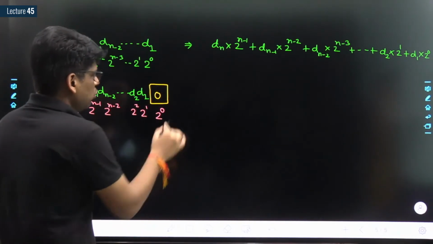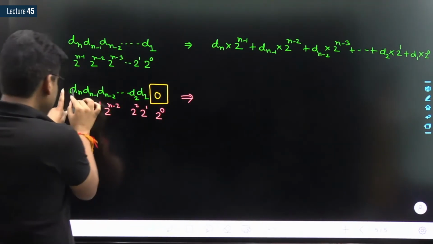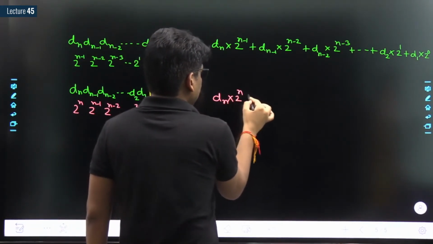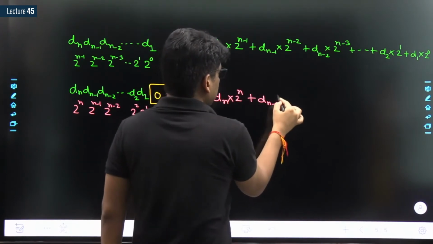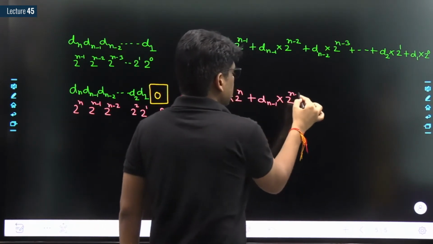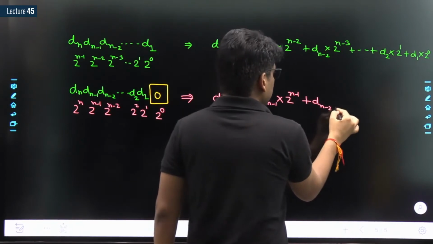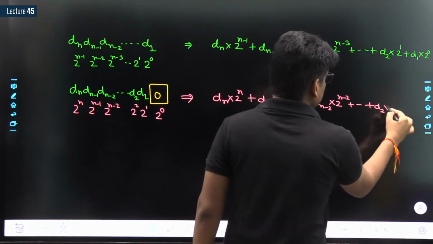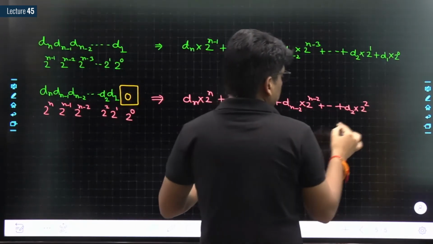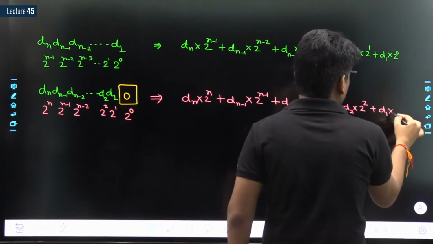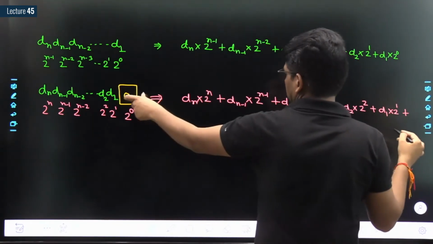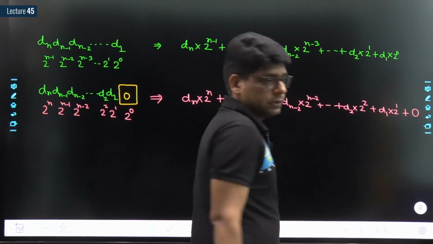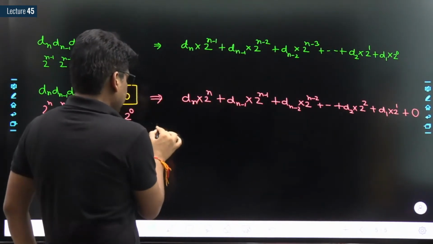So, how can I recalculate the decimal value? dn must be multiplied by 2 to the power n. dn minus 1 must be multiplied by 2 to the power n minus 1. dn minus 2 must be multiplied by 2 to the power n minus 2. And so on, d2 must be multiplied by 2 to the power 2, d1 must be multiplied by 2 to the power 1. And whatever be the bit, let us suppose the bit is 0.